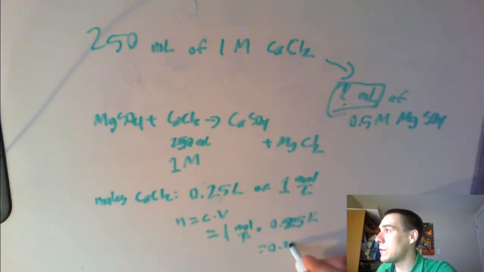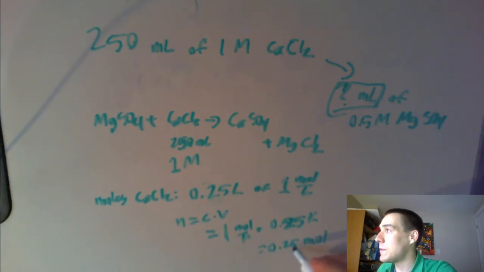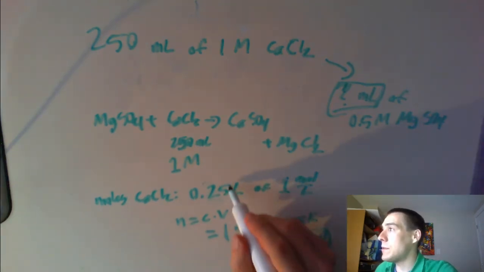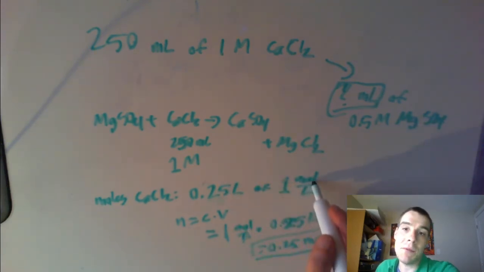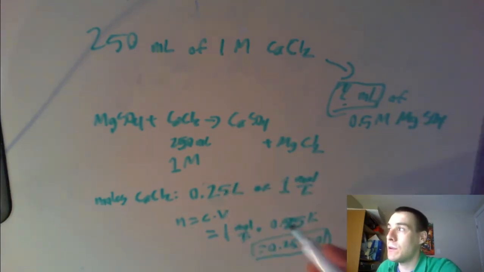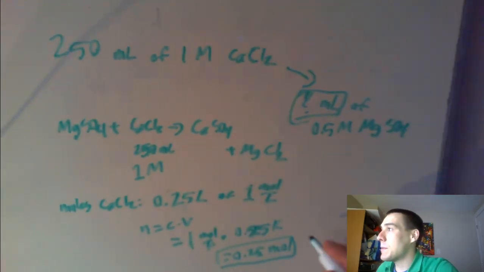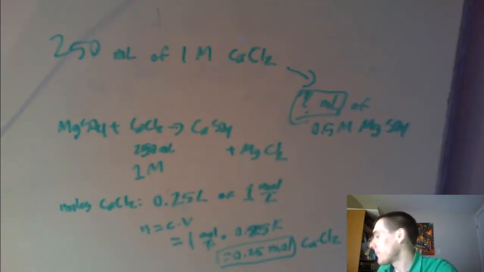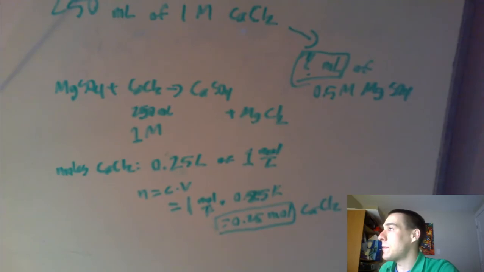It's 0.25 moles. That should make a lot of intuitive sense now, because we have a quarter of a liter of it, 0.25 liters, and 1 liter will have 1 mole. So a quarter of a liter will have a quarter of a mole. So now we know how many moles of calcium chloride we have: 0.25 moles.